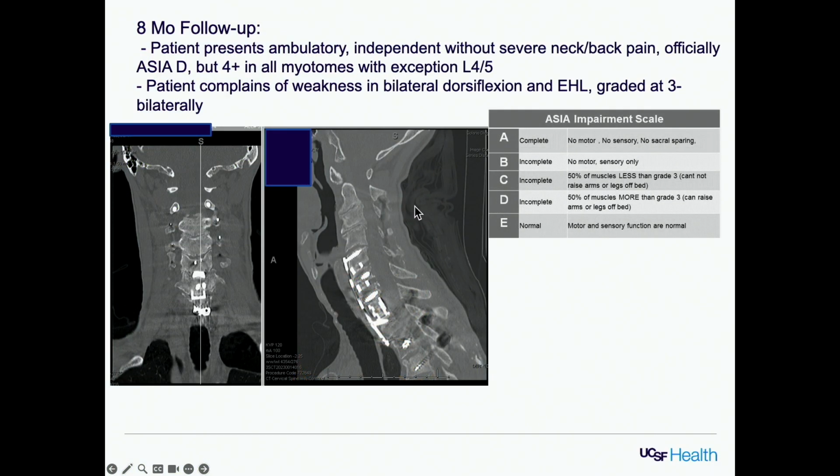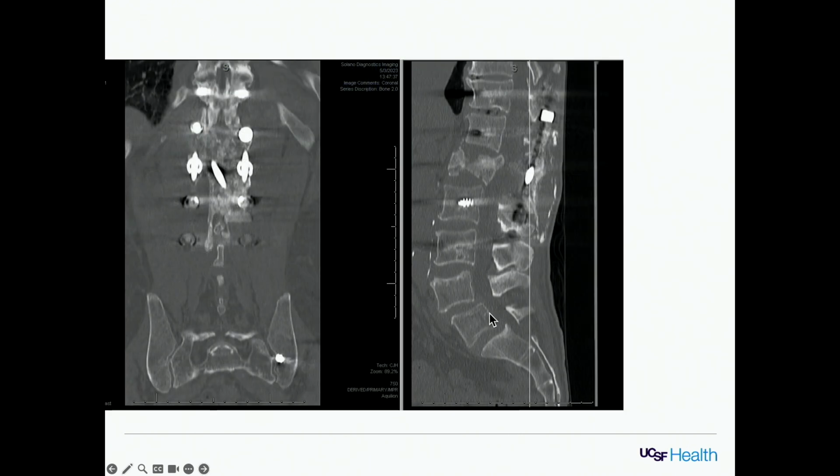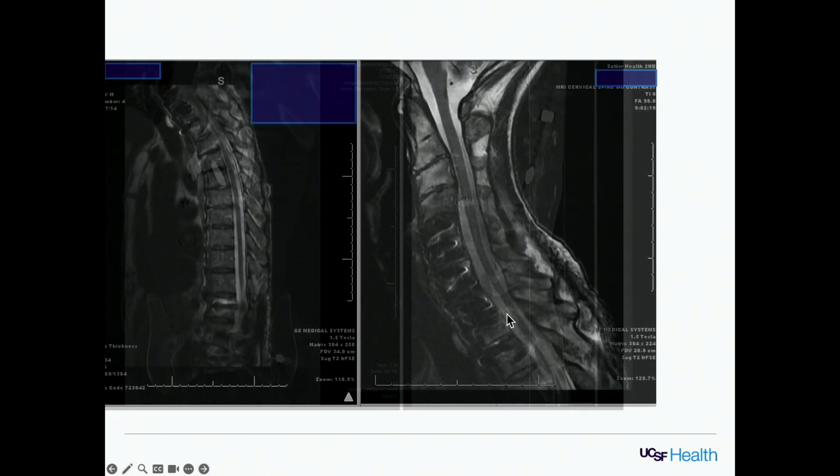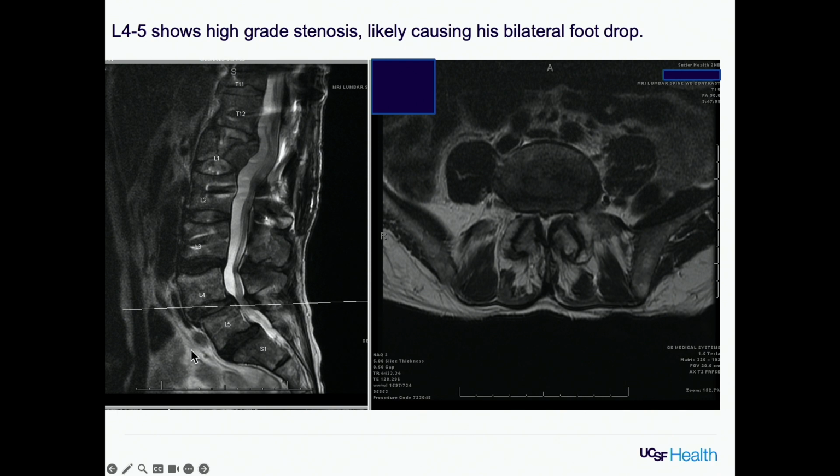So I was surprised to see him about 6 to 8 months later show up in my clinic, and he's ambulatory and independent. He's about an ASIA D, but his most severe deficit is a bilateral foot drop. But he did arthrodese; the hardware above and below, in the thoracolumbar and cervicothoracic regions, was intact with early bridging fusion mass. CT and MRI scans showed no severe neural compression with the exception of his L4-5. So, pretty symptomatic severe stenosis with a grade 1 spondylolisthesis.